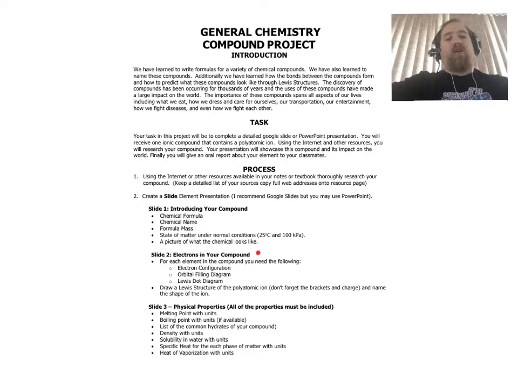Second slide is all about the electrons in the compound. Your compound contains a polyatomic ion, so there are at least 3 elements in your compound. There might be 4. Maybe under the rare circumstance there's 5, but for each element, write the electron configuration. That's that 1s2, 2s2 stuff.